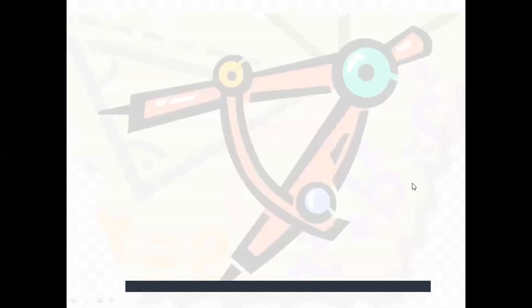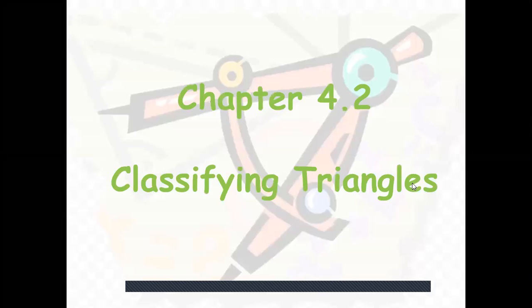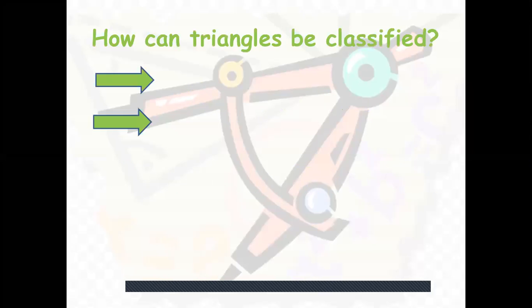Hello all. In this video, we will be learning the second lesson of chapter 4. That's about classifying triangles. Now, almost 75% of the lesson, you will have an idea what it is about. We are going to separate the triangles. So how can triangles be classified?